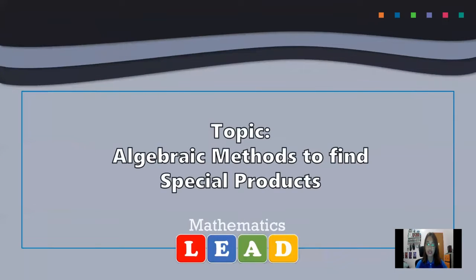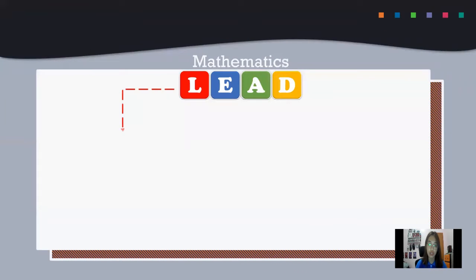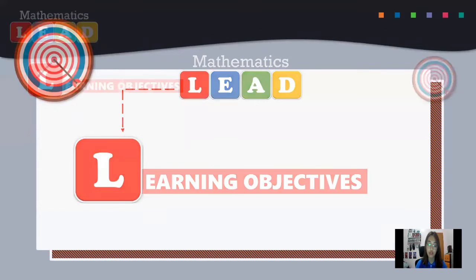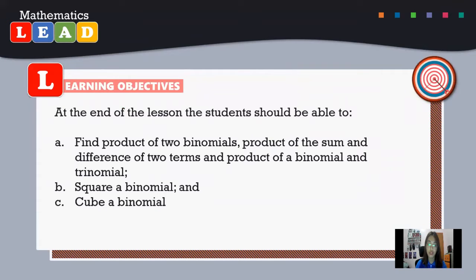The topic that we will be discussing today is the use of algebraic methods to find the special products. The lesson objectives that we will cover are: learn how to find the product of two binomials, the product of the sum and difference of two terms, and the product of a binomial and trinomial. We should also be able to square a binomial and then cube a binomial.